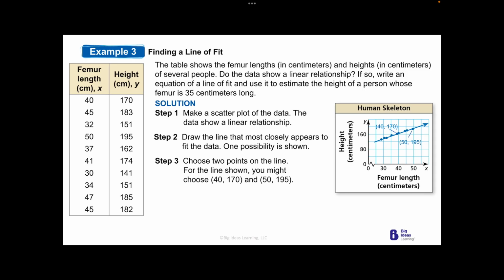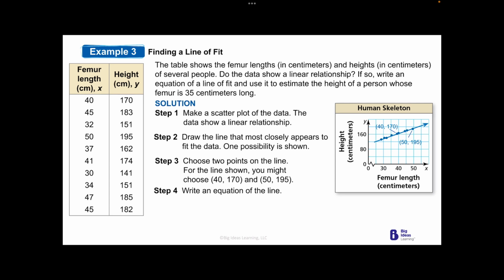Step 3 is choose 2 points on the line. For the line shown, you might want 40, 170, as well as 50 and 195. Let me tell you now, it's not always going to be this nice. You are going to have to sometimes pick your own points based on your lines. So just keep that in mind. These gave us 2 points from our table, but we might not always have something like that.